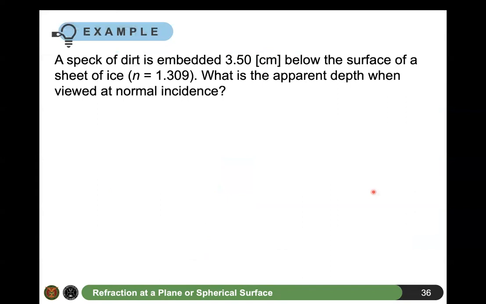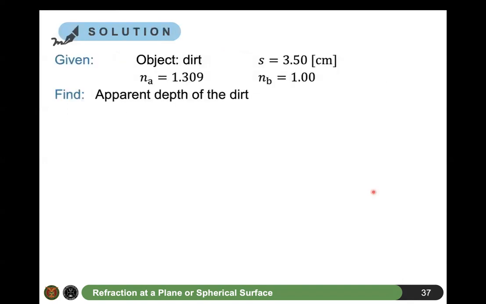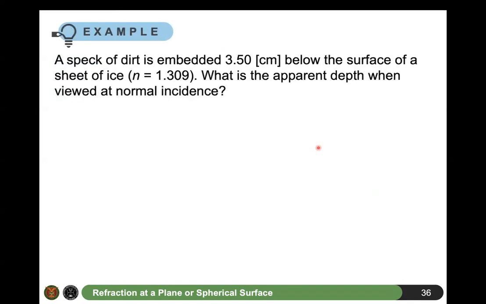For example, a speck of dirt is embedded 3.5 cm below the surface of a sheet of ice with this index of refraction. What is the apparent depth when viewed at normal incidence? So you have a speck of dirt below the sheet of ice, so our object is below the sheet of ice.